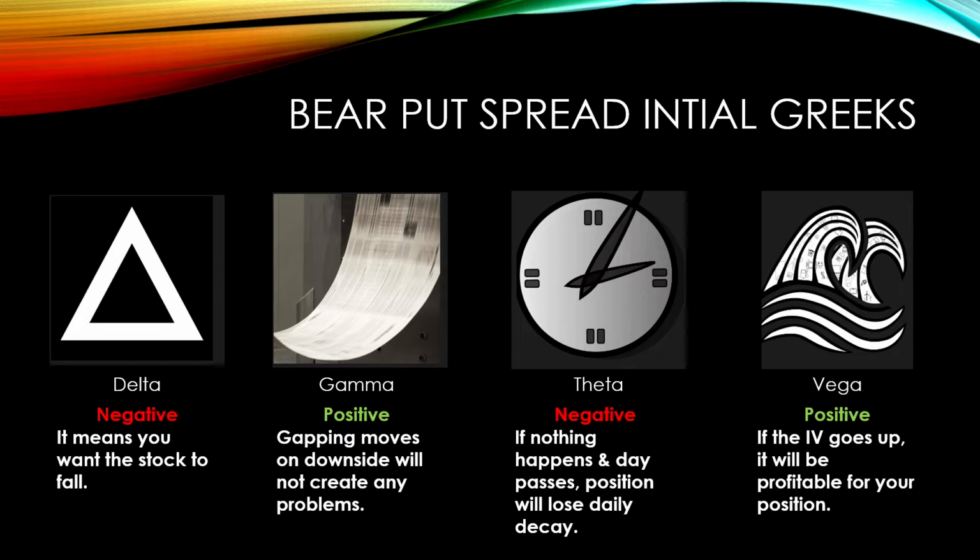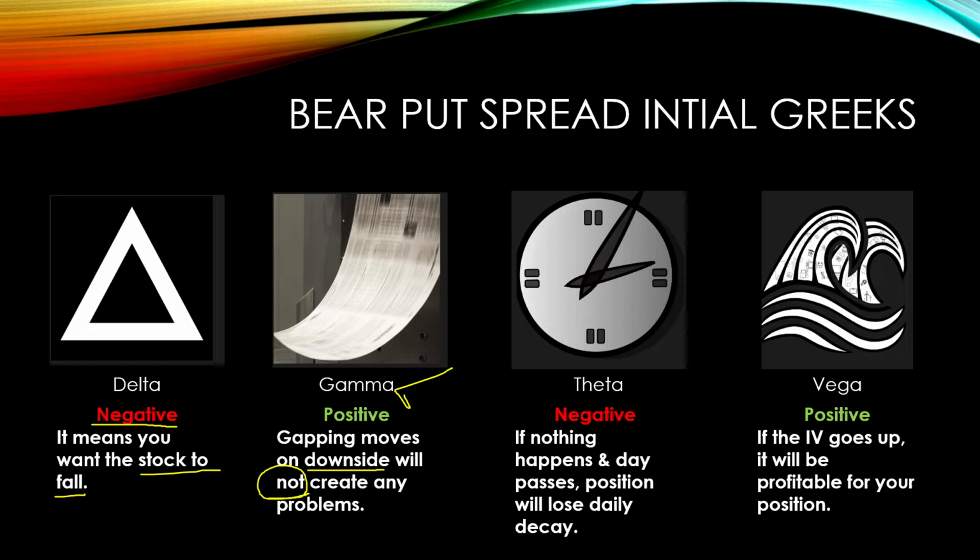So what would be the Greeks of a bear put spread? The initial delta of this strategy would be negative. It means you want the stock to fall. It is very easy to understand. Gamma: as this is a net debit strategy, the gamma is positive. That means any gapping move on the downside will not create any problems for your strategy. So a gapping down move is not a problem for your strategy.